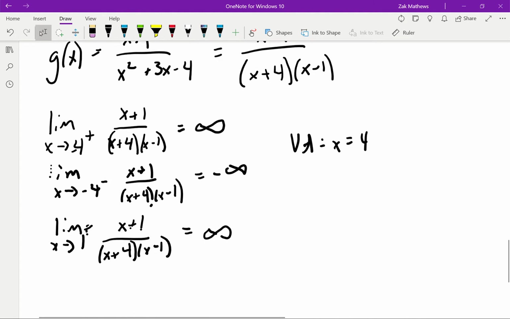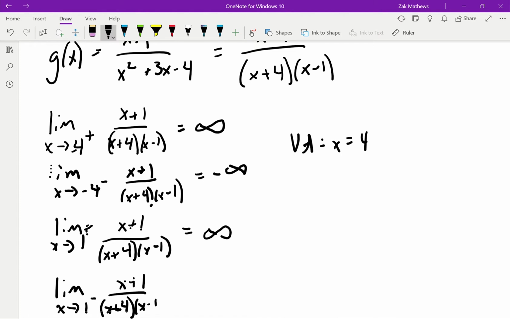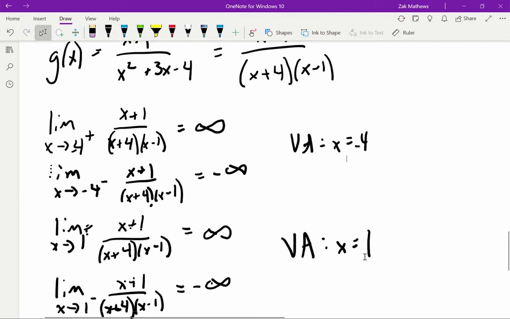If we were to look at 1 from the left, x plus 1, x plus 4, x minus 1, there we're going to have that negative sitting in this position, and so we get negative infinity for that one. So we have a vertical asymptote at x equals 1. More importantly, we now know the directions too.